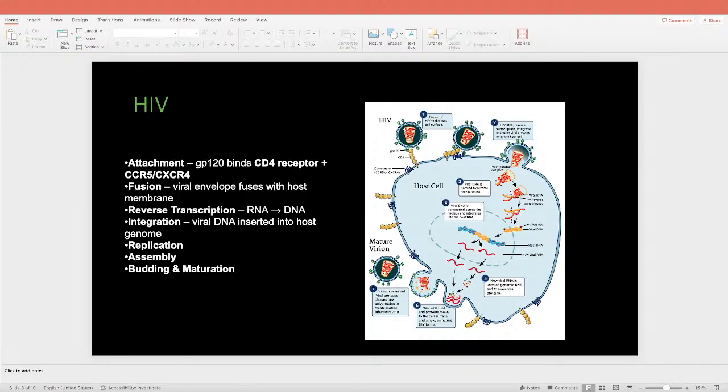So you can see here some of the steps that occur when it comes to HIV infections. First it needs to attach to the host cell and bind to the CD4 receptor. So there's a receptor on the host cell, the CD4, and it needs to bind there, and then it will start fusing the membrane envelope of the virus to the actual host cell before it can release all the programming.